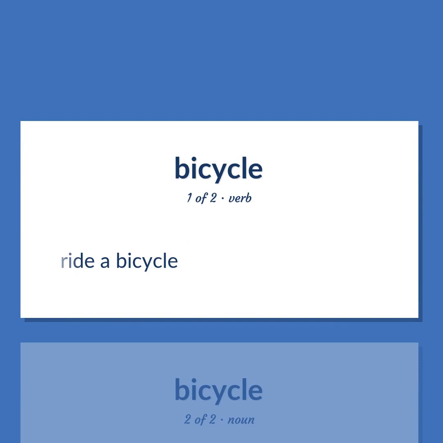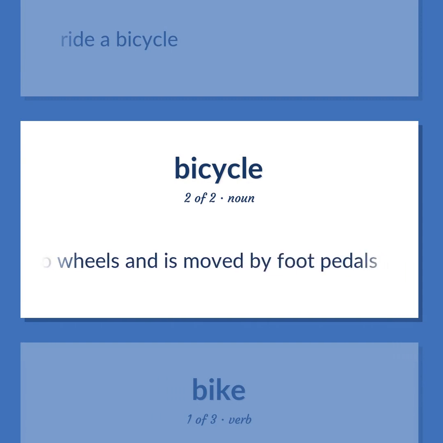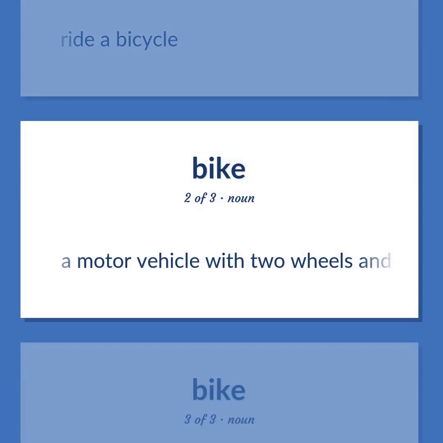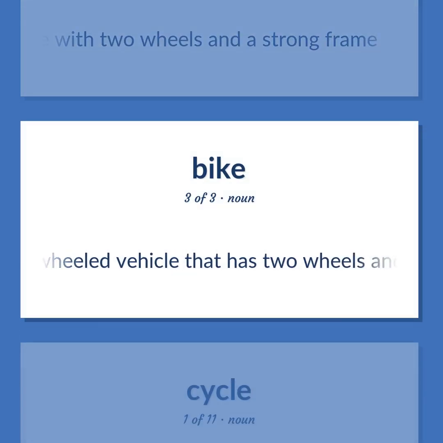Ride a bicycle. A wheeled vehicle that has two wheels and is moved by foot pedals. Ride a bicycle. A motor vehicle with two wheels and a strong frame. A wheeled vehicle that has two wheels and is moved by foot pedals.